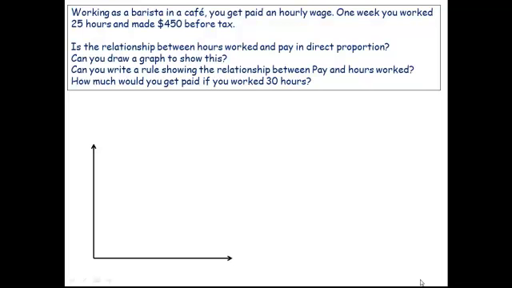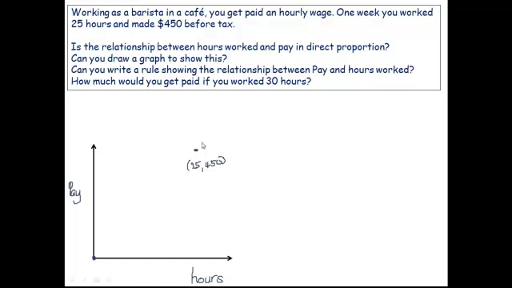So let's draw a graph of this. Along the x-axis, we're going to have the hours that we worked, okay? And along the y-axis, we're going to get our pay, okay? So we know, first of all, that 0 hours means we get $0, and 25 hours means we get $450. Now, I'm not going to draw it to scale. I'm just going to mark in the point 25 and 450, okay?